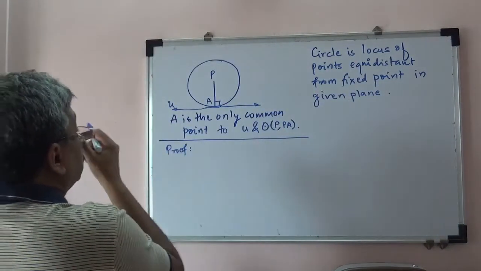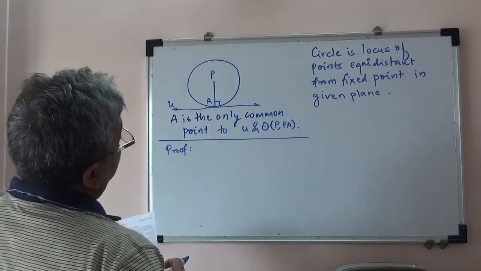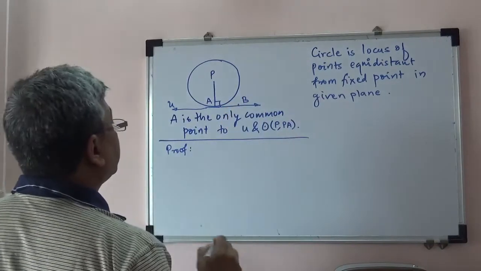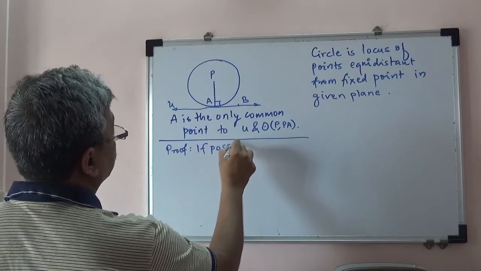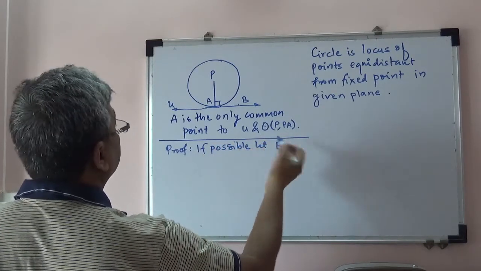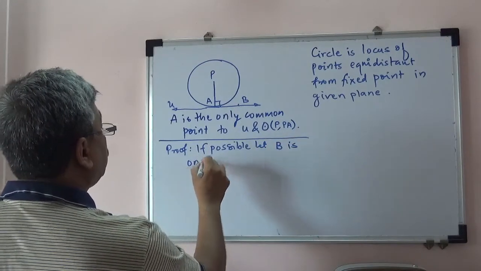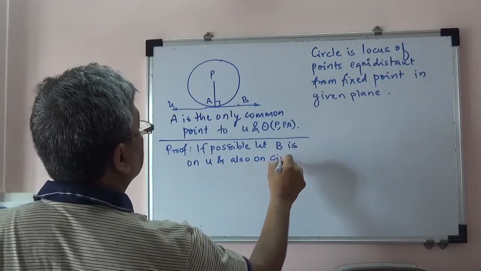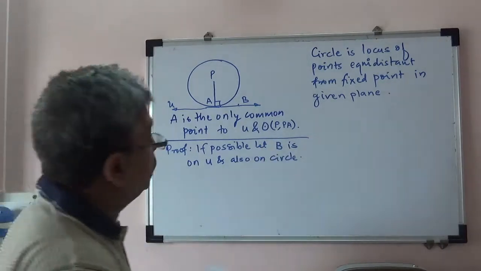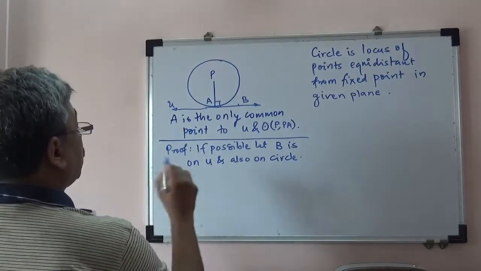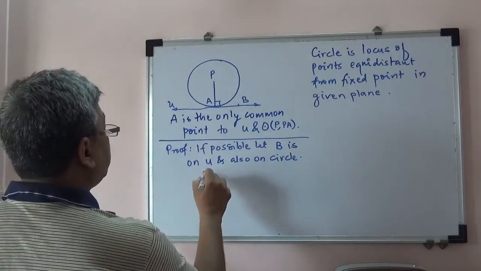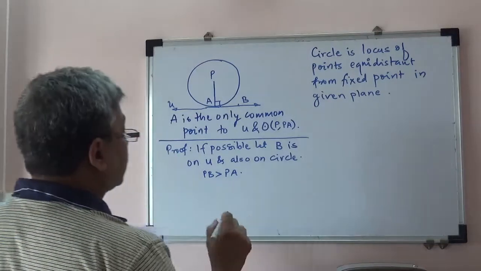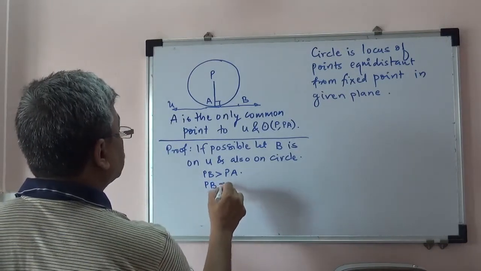Okay, so we will do this proof by indirect method. Let B be another point, if possible. Let B be on U and also on circle. Then we have to show contradiction. So what is the contradiction? In earlier theorem we have proved PB is greater than PA, and if B is on circle, PB must be equal to PA.